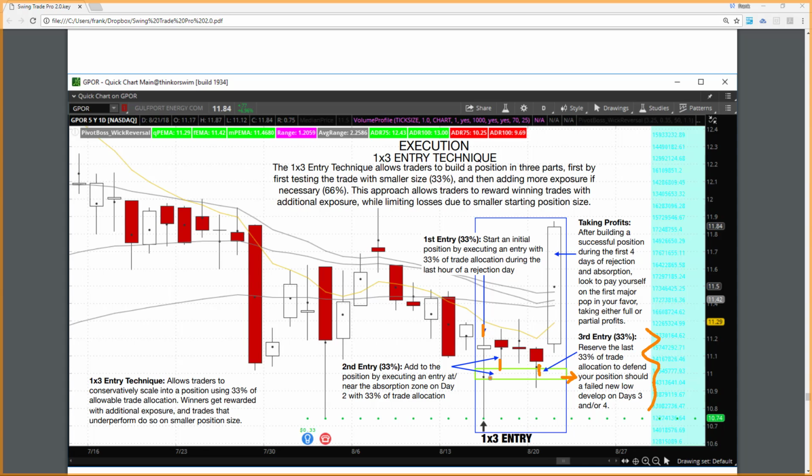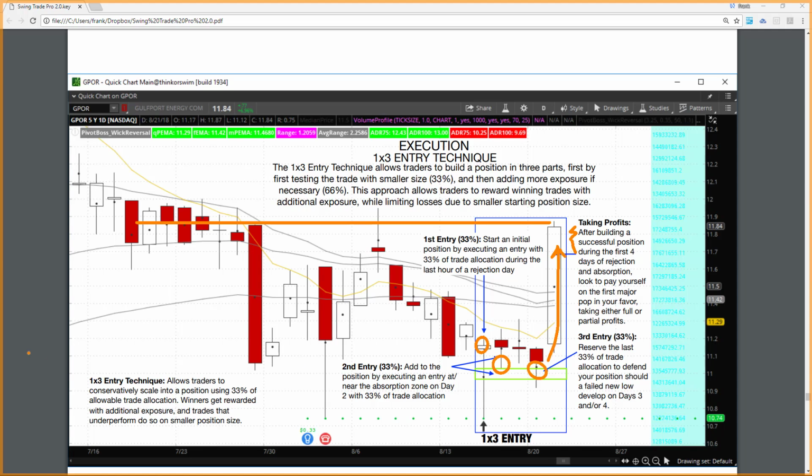And then now once you're in and you have 1, 2, 3, 4 days of absorption and development, you're looking for a stop run day or a continuation leg, and bang, this one does it. A major move up, a huge move that takes you all the way back toward recent highs. And again, after building a position here, here, and here, you want to be able to take profits, at least partially, on the first major move in your direction. So after building a successful position during the first 4 days of rejection and absorption, look to pay yourself on the first major pop in your favor, taking either full or partial profits.